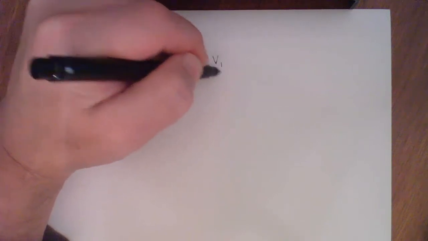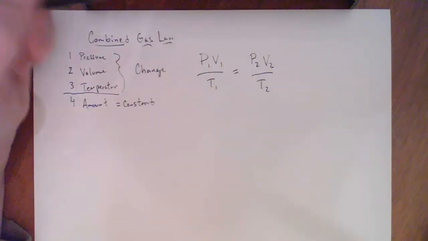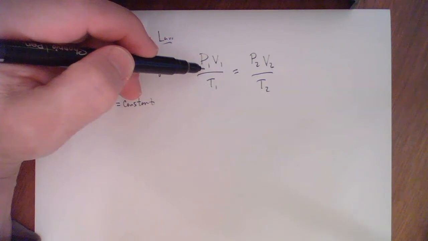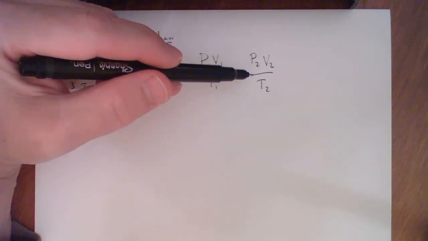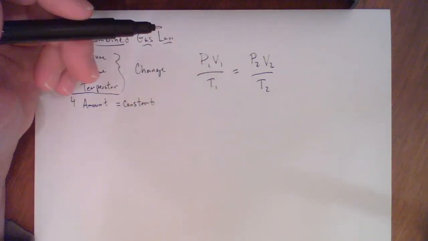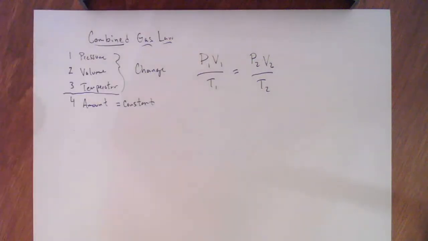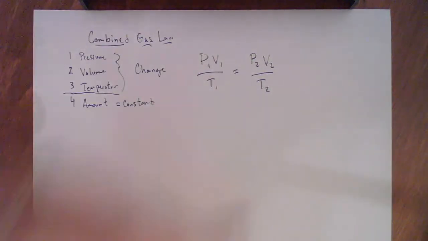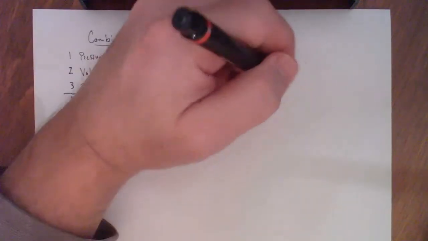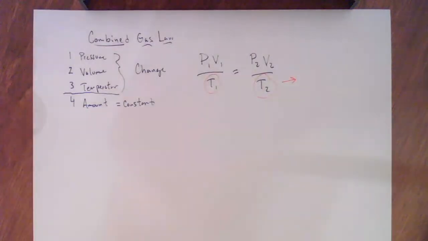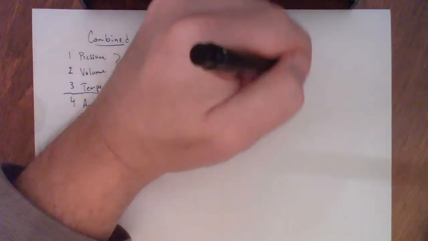P1 V1 over T1 equals P2 V2 over T2, where the 1 represents either the starting or it could be just a situation, and the 2 represents the new situation that we're going to go through. Now if you notice, this is an issue that we see with the combined gas law, is that temperature shows up on the bottom, and because we have temperature on the bottom, it means that we have to use the Kelvin scale.